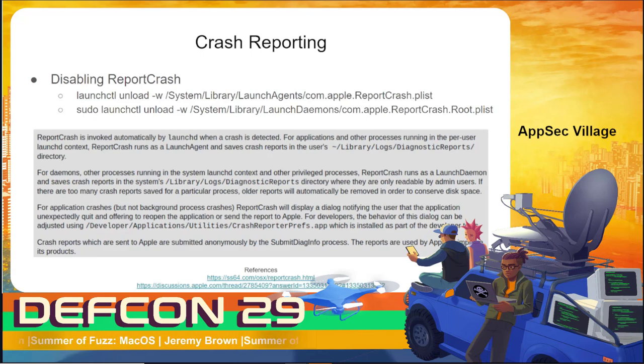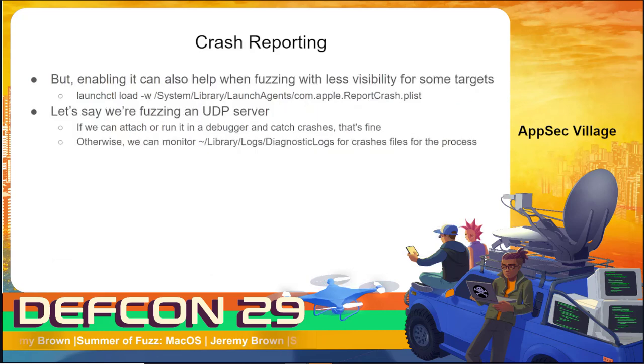So ReportCrash is an interesting one. Generally, if you're fuzzing and you're catching your own crashes, you can just disable it. If nothing else for perf issues, you may be worried about crash reports being sent to Apple, stuff like that. There's other things you can work around for submit diag info. But if you want to disable it for the most part, that can be useful. But you can also use it to your advantage when fuzzing, because if you enable it in certain cases, it will help you, and you can actually use those crash logs that it catches and puts in the diagnostic logs folder for triage.